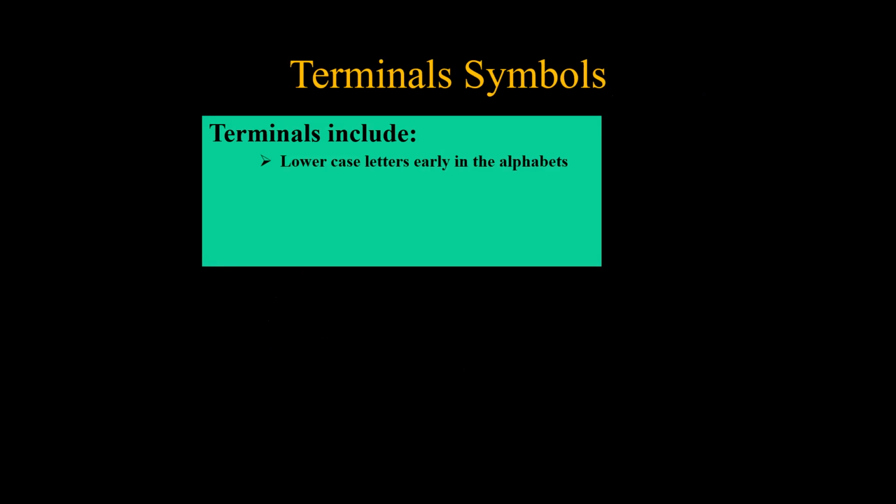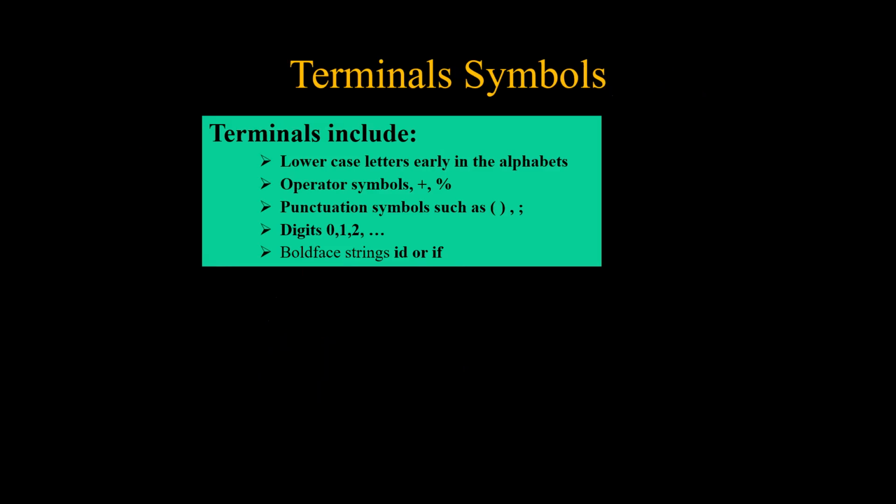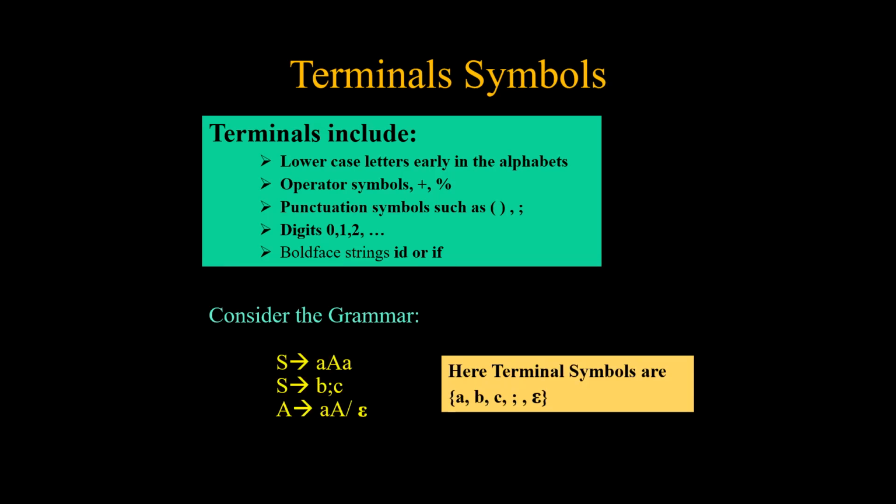What does terminal include? It includes all the lowercase characters early in the alphabet. Early in the alphabet means normally we consider a, b, c, and so on. Operator symbols such as plus, percentage, punctuation symbols such as left parenthesis, right parenthesis, comma, semicolon, and digits, are all considered to be terminal symbols. Boldface strings, id or if, are also considered to be terminals. Now just consider this grammar. In this grammar, we have a as a terminal, b, semicolon, c, and epsilon as a terminal. Please remember, epsilon is always treated as a terminal.